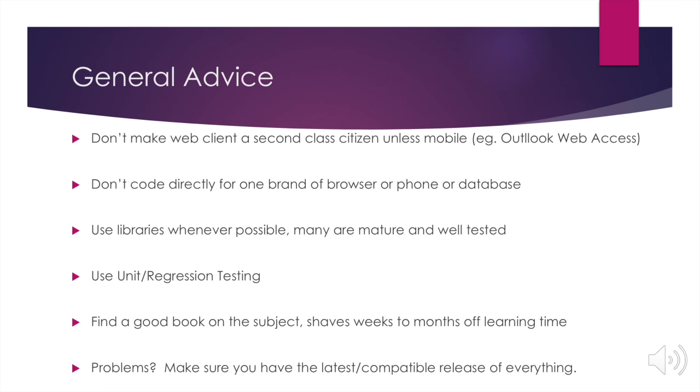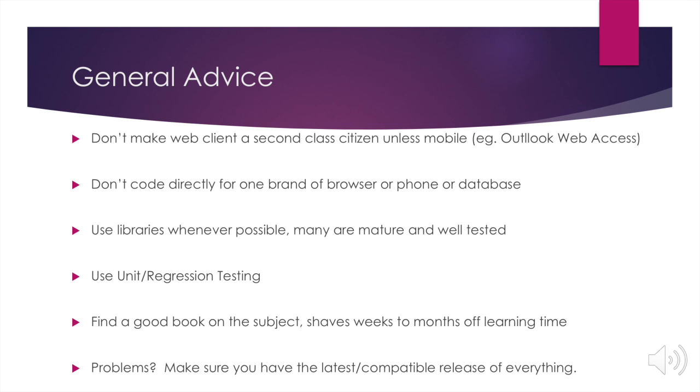My general advice is don't make a web client a second-class citizen unless it's mobile. For example, if you try to use Outlook Web Access, you'll find that it's not as usable as the standard Outlook client. You can't do everything. I don't think that's appropriate. Don't code directly for one browser or one phone or one database, and use libraries whenever possible because many are mature and well tested. Use unit and regression testing.